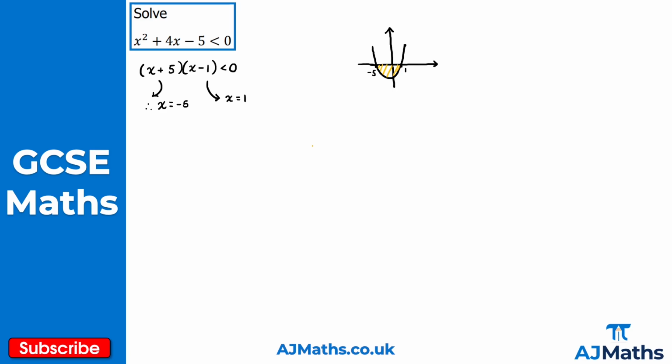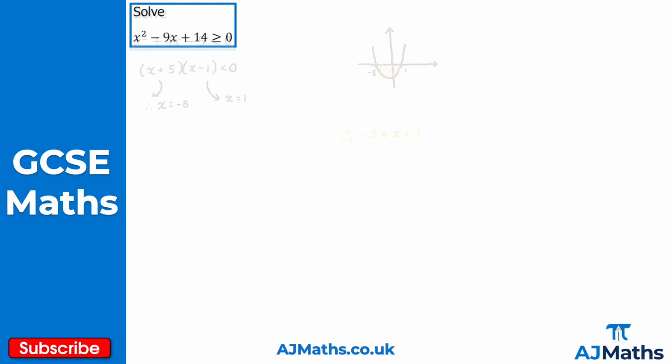So presenting the solution here as an inequality as well, we say now that x is strictly between minus 5 and positive 1. So therefore, we are between minus 5 and 1. Okay. And there we have it. So that's the solution there to the first question. If we just take a look now at one more example here to finish with, we're asked to solve x squared minus 9x plus 14 is greater than or equal to 0.